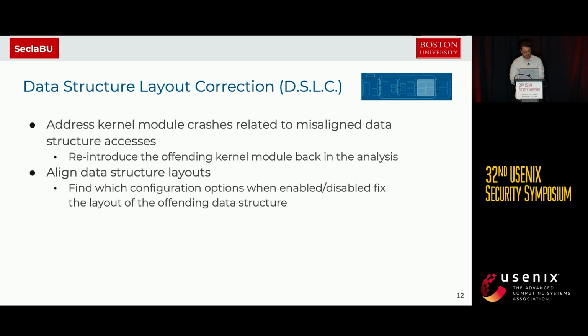The third and final step of KCRE is the DSLC step, which is responsible for addressing kernel module crashes that are related to misaligned data structure accesses, like the struct net example that I mentioned previously. The purpose of this step is to reintroduce the offending kernel modules back into the analysis pipeline. But in order to do that, FirmSolo needs to find which configuration options have to be either added or removed from its custom kernel's configuration in order to fix the layout of the offending data structure.